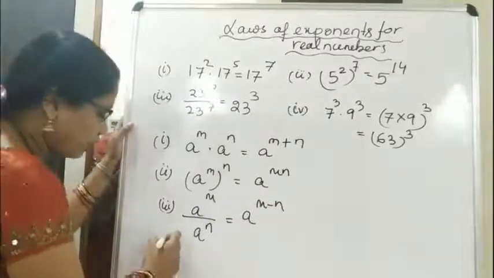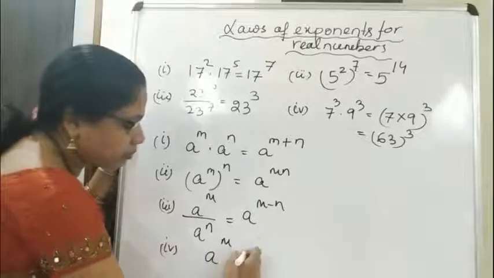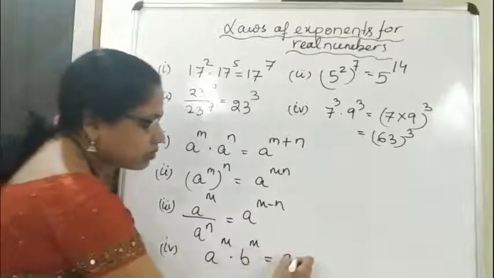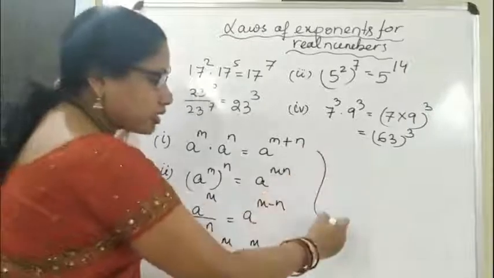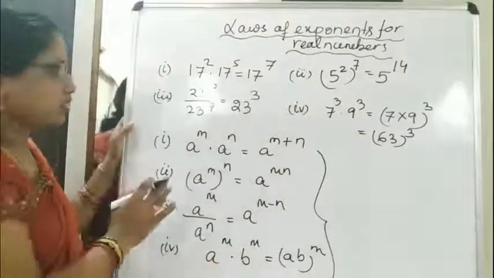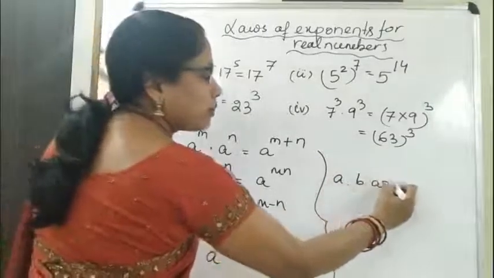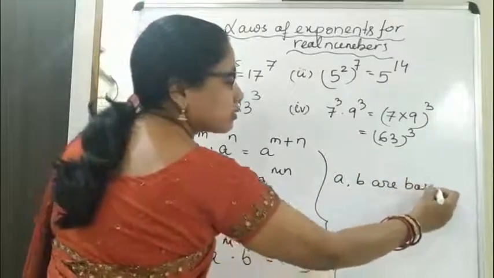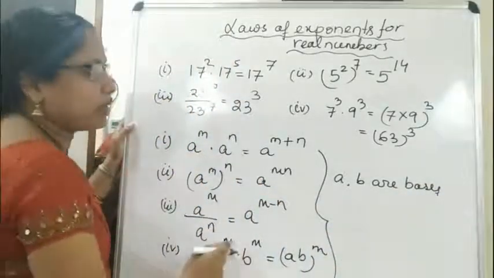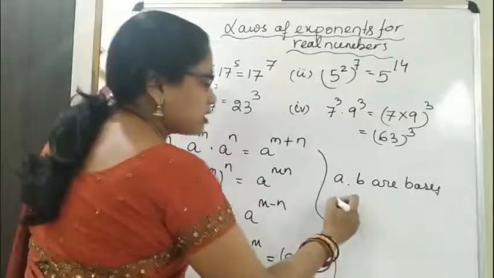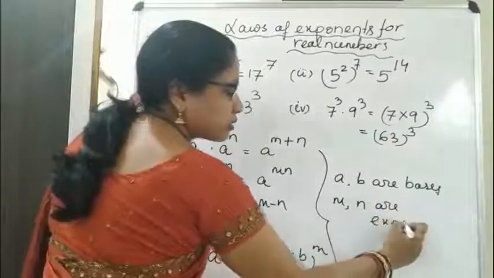And the fourth law is a to the power m multiplied with b to the power m is equal to ab whole to the power m. So in all the cases, in your earlier classes, a and b are bases and m and n are exponents.